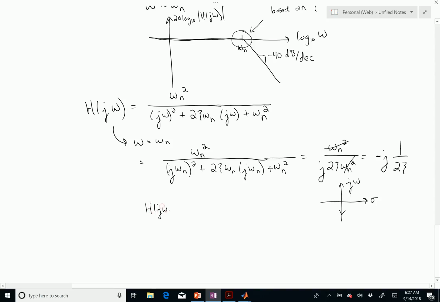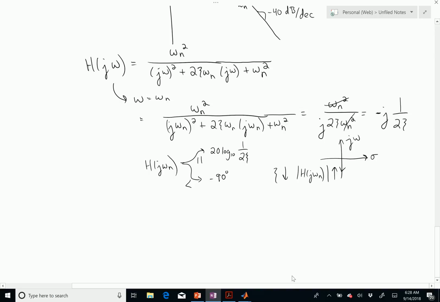So H of j omega n has an angle of minus 90 degrees. Its magnitude, if I take the log of it, is 20 log 10 of 1 over 2 zeta. The critical thing I see from this is that as zeta gets smaller, the magnitude of H of j omega n gets bigger. As an example, let zeta equal a half. 20 log 10 of 1 over 2 times a half. This becomes 1, so it becomes 0 dB.